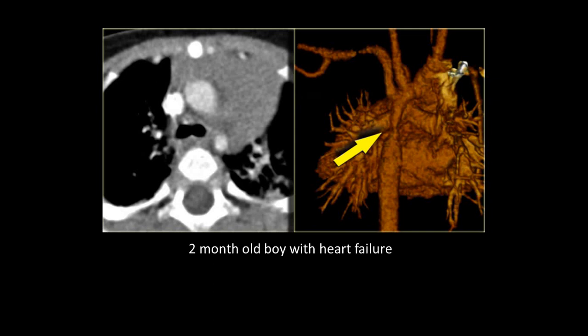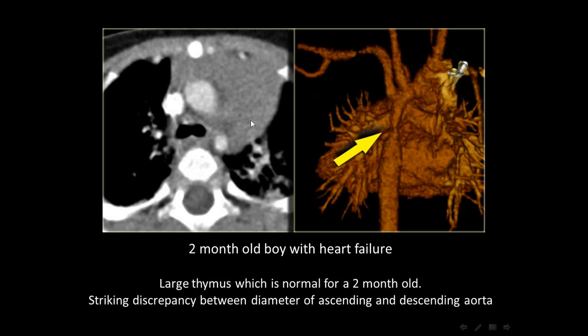This is a 2-month-old boy with heart failure. What do you see? This is axial CT, 3D reconstructed posterior view. The arch seems to be on the left, right? So it's okay. This is the heart, this is the ascending aorta, this is the descending. There's a stenosis. The descending here is very thin, very narrow. And the large thymus here is normal for the age. At this age, it's still functioning. So this is a case of aortic coarctation.